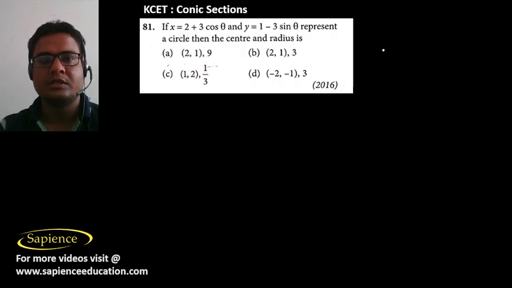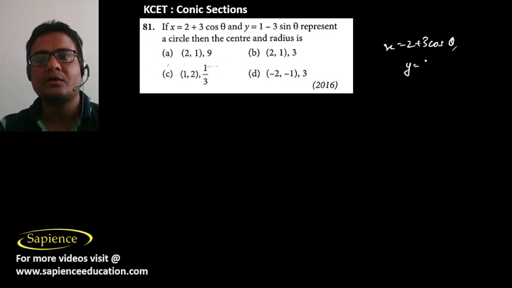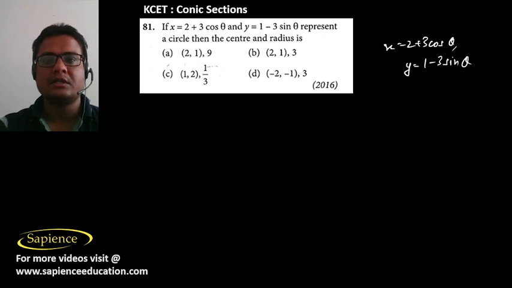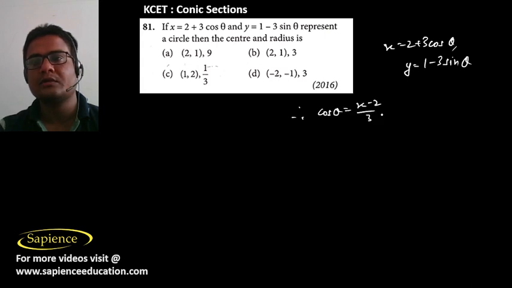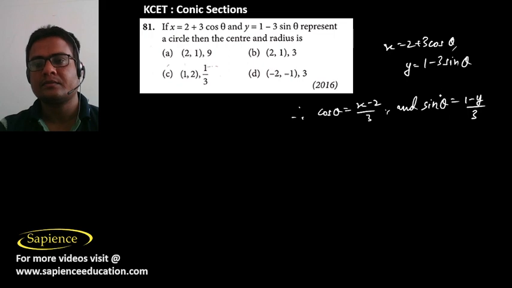Then it is told that if x equal to 2 plus 3 cos theta and y equal to 1 minus 3 sin theta represent a circle, then what are the center and the radius? So we can say that cos theta equal to x minus 2 by 3 and sin theta is equal to 1 minus y by 3.